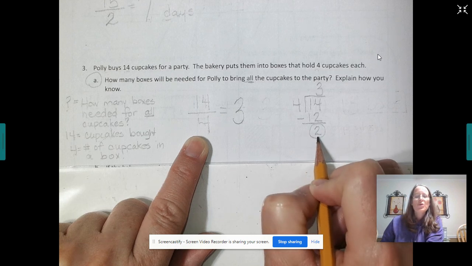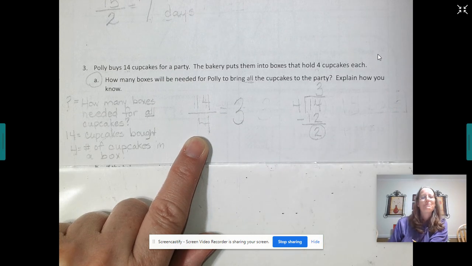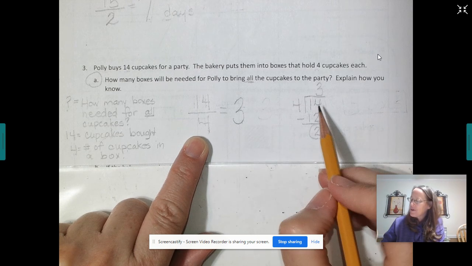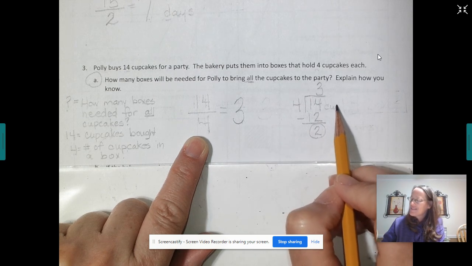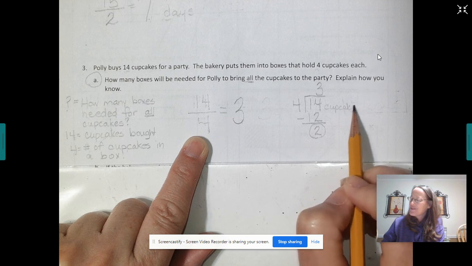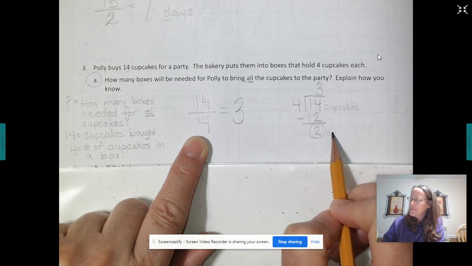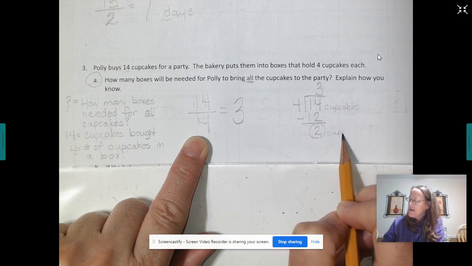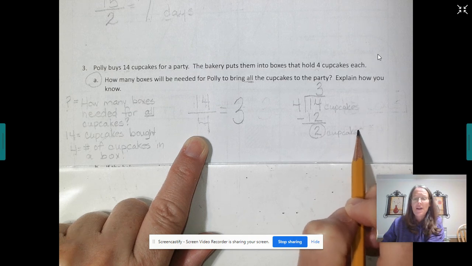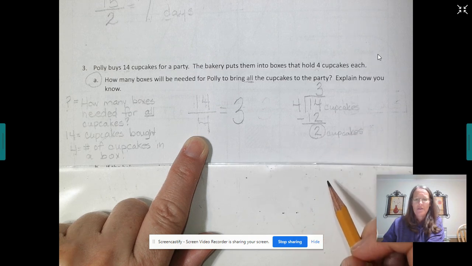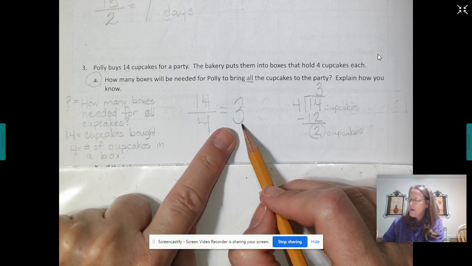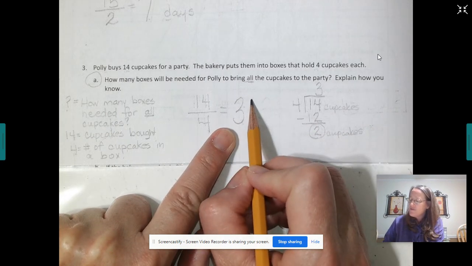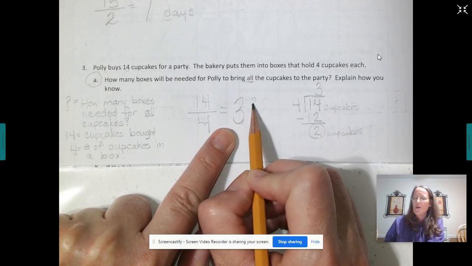What does that 2 represent? Remember, I started with 14 cupcakes. That 2 represents cupcakes that are left over. They're not in a box yet. Okay? This is 3 whole boxes of cupcakes. But then I have 2 cupcakes left over.